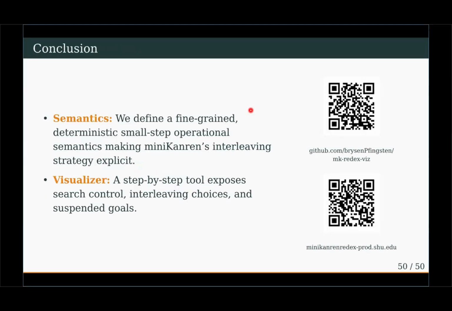Right, so to conclude, we present this fine-grained deterministic small-step semantics, so some models of miniKanren's interleaving search, and then we use those semantics to power this visualization tool. The source code is right here at the top, and the visualization tool itself is hosted online, so you can access it there.